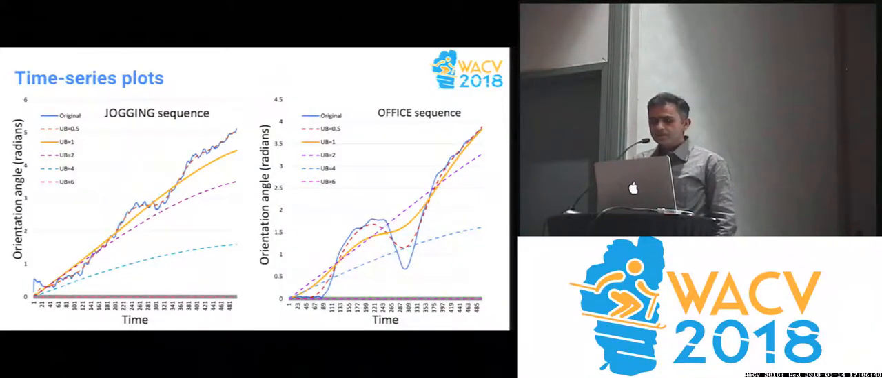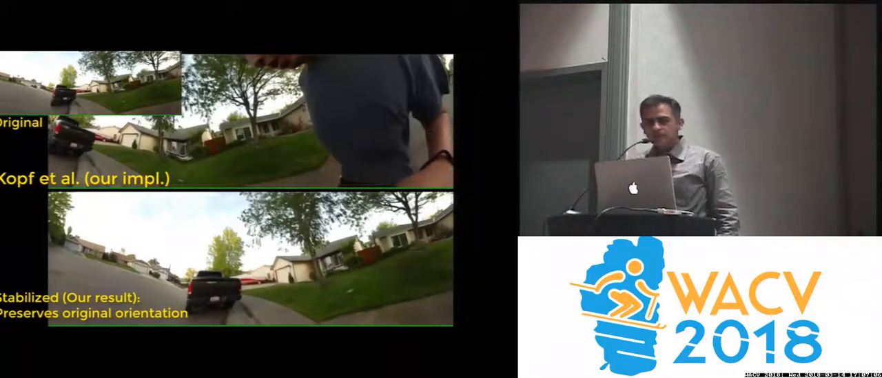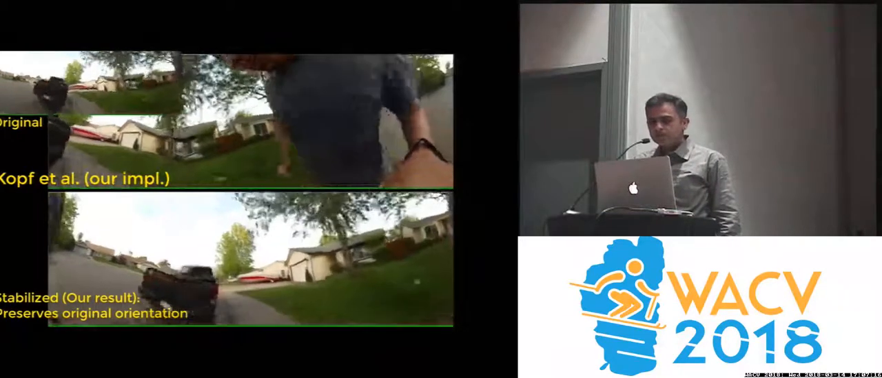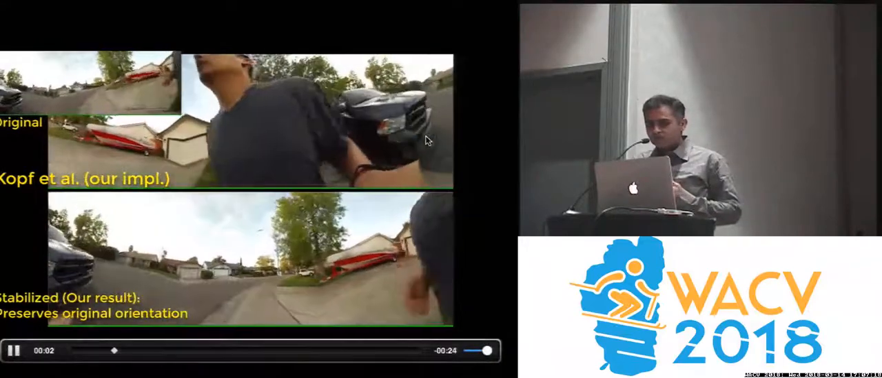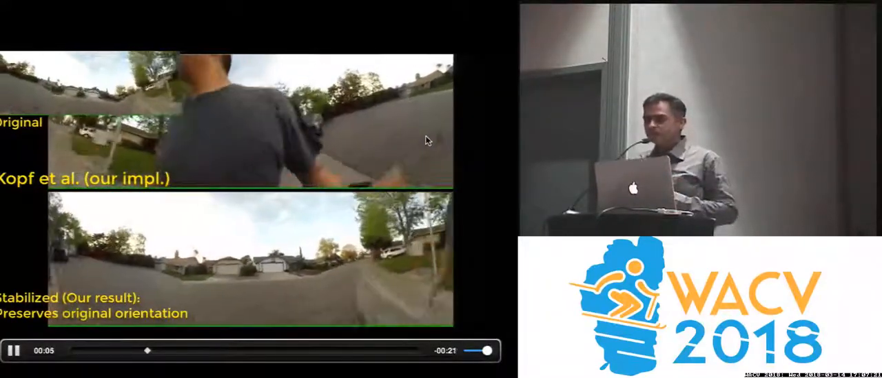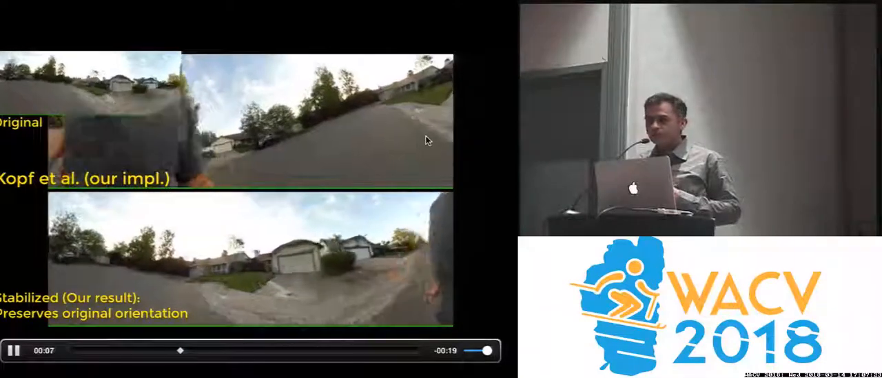So here are some results on time series plots. These are from 2 actual sequences. Blue is the original shaky path, and the orange is your stabilized path with an upper bound of 1 radian. As you change the upper bounds, you get different paths shown by these different dashed lines. And here are some qualitative results. On the top left, I'm showing the original shaky video. I'm showing our result at the bottom, and the top large result is Kopf's result on the same video. So as you can see, we are stable. Kopf's result is also stable, but we are able to maintain the orientation that was originally intended in the video.